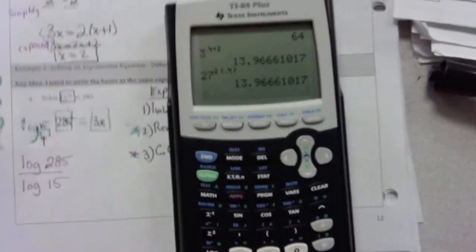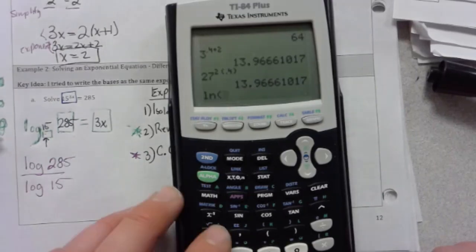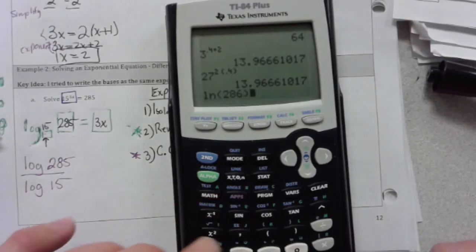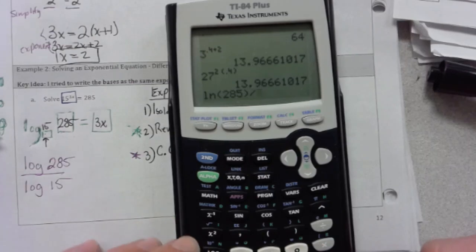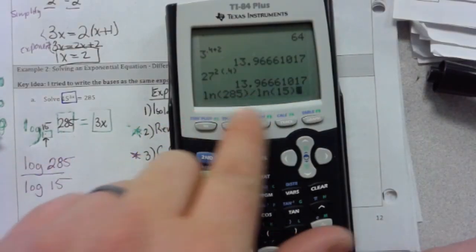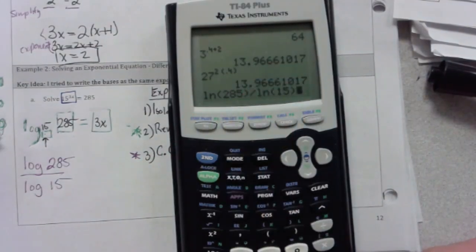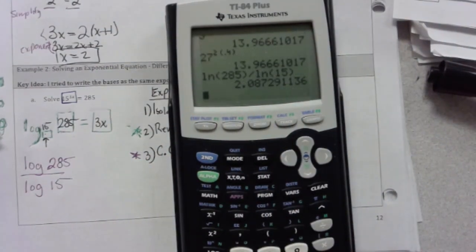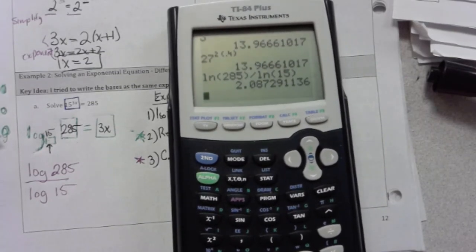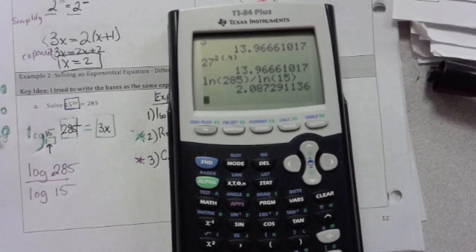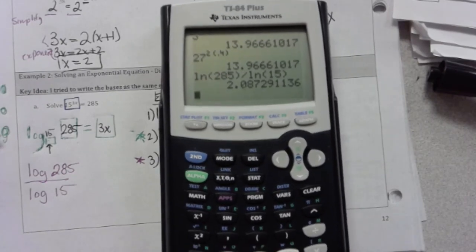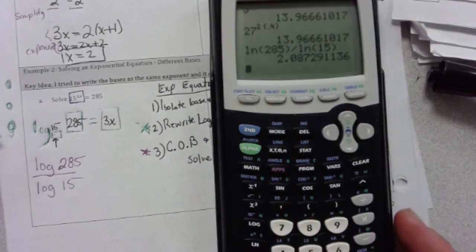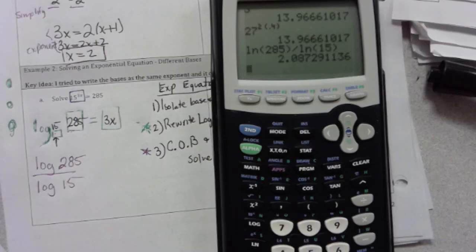I always like to use the natural log, but the log log works just fine. 285. Make sure that you close the parentheses. Divided by the natural log of 15. Again, no matter what log you use, make sure it's the same one for both. Anybody use the log log? Did you get the same answer as me? Yep. Close the parentheses again. Here's what that means. That means that this thing is equal to 3x.